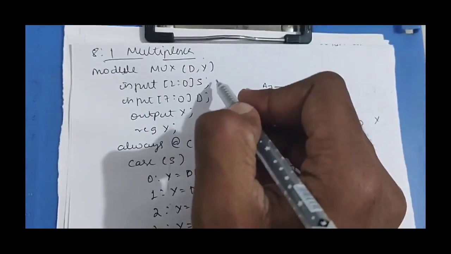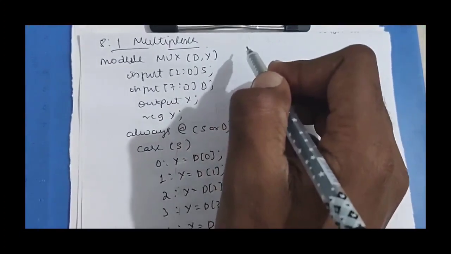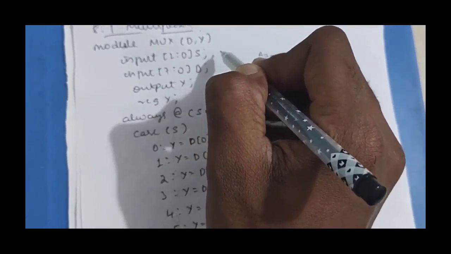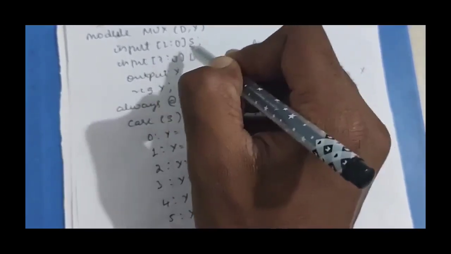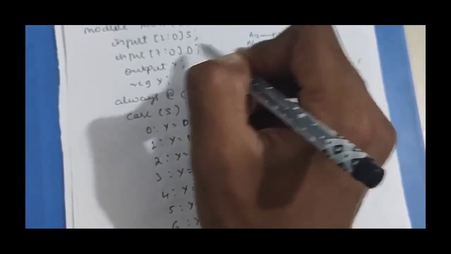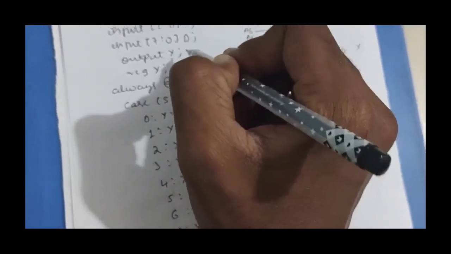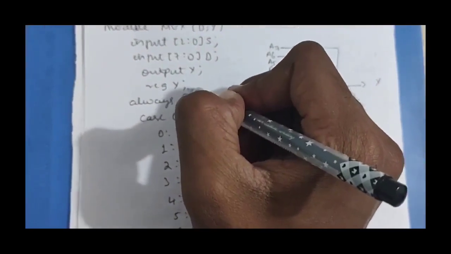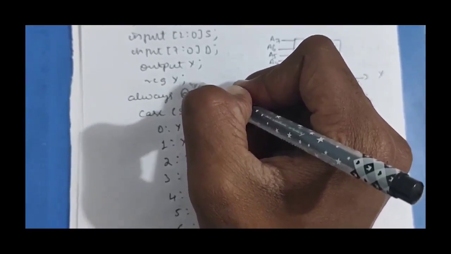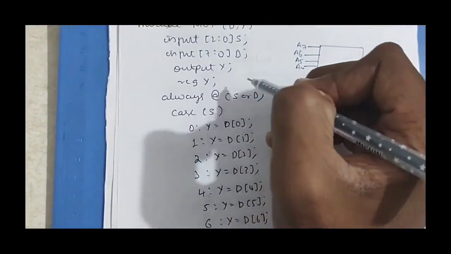Input [2:0] s indicates the 3-bit selector, whose value decides the selection. Input [7:0] d is the 8-bit data, which represents the possible outcome values selected based on the select lines. Here output y, and reg y declares the register used to store the output value.